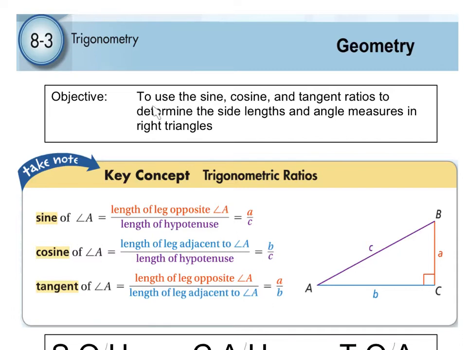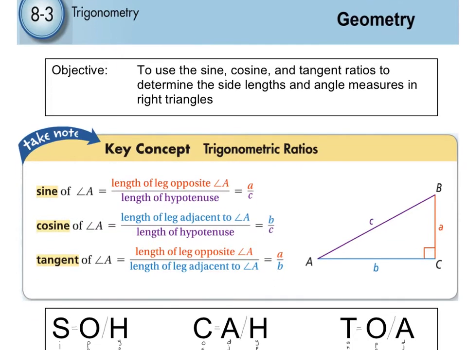Now, our objective here is to use the sine, cosine, and tangent ratios to determine the side lengths and angle measures in right triangles. The sine, the cosine, and tangent: what are they? They're what we call the trigonometric ratios. If I have either one angle and one side or two sides, I can figure out any angle measure or any side length I want using these ratios. Remember, a ratio is a fraction.